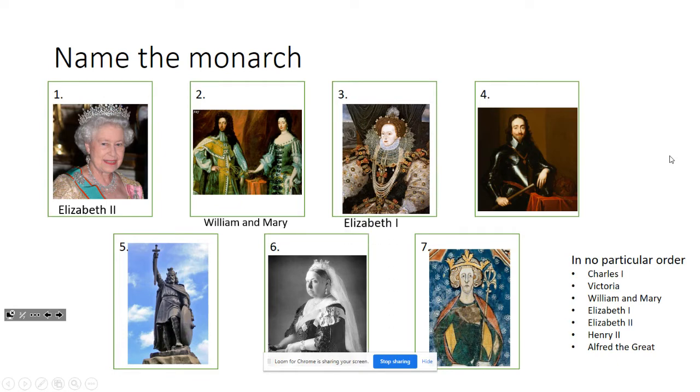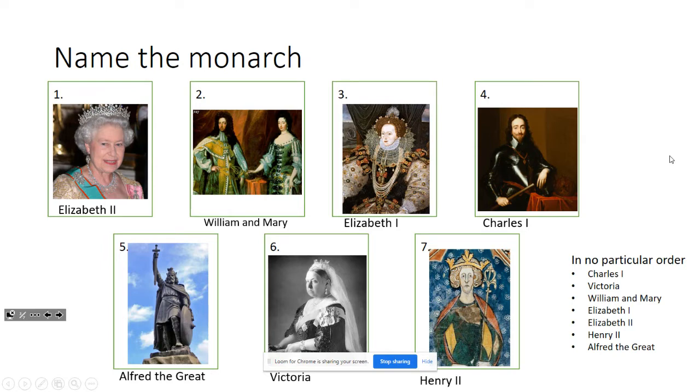We've then got Elizabeth I in all her finery. We've got Charles I, the king that was executed. We've then got Alfred the Great, who deserves that statue. We've got Queen Victoria, as we've just seen in the previous slide. And the final one then is Henry II in a very Middle Ages print of him, a portrait of him. Very basic kind of artwork there. So we've named the monarchs.